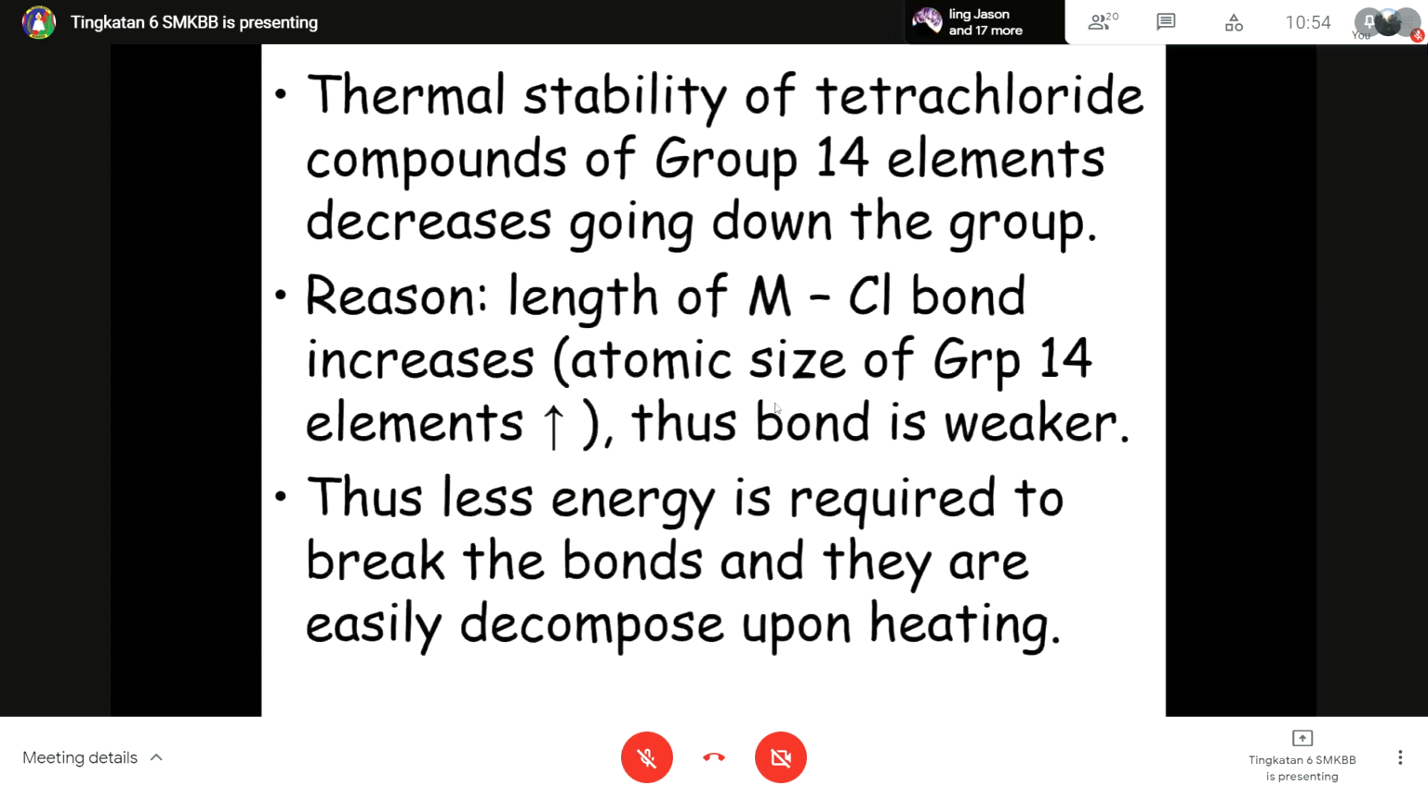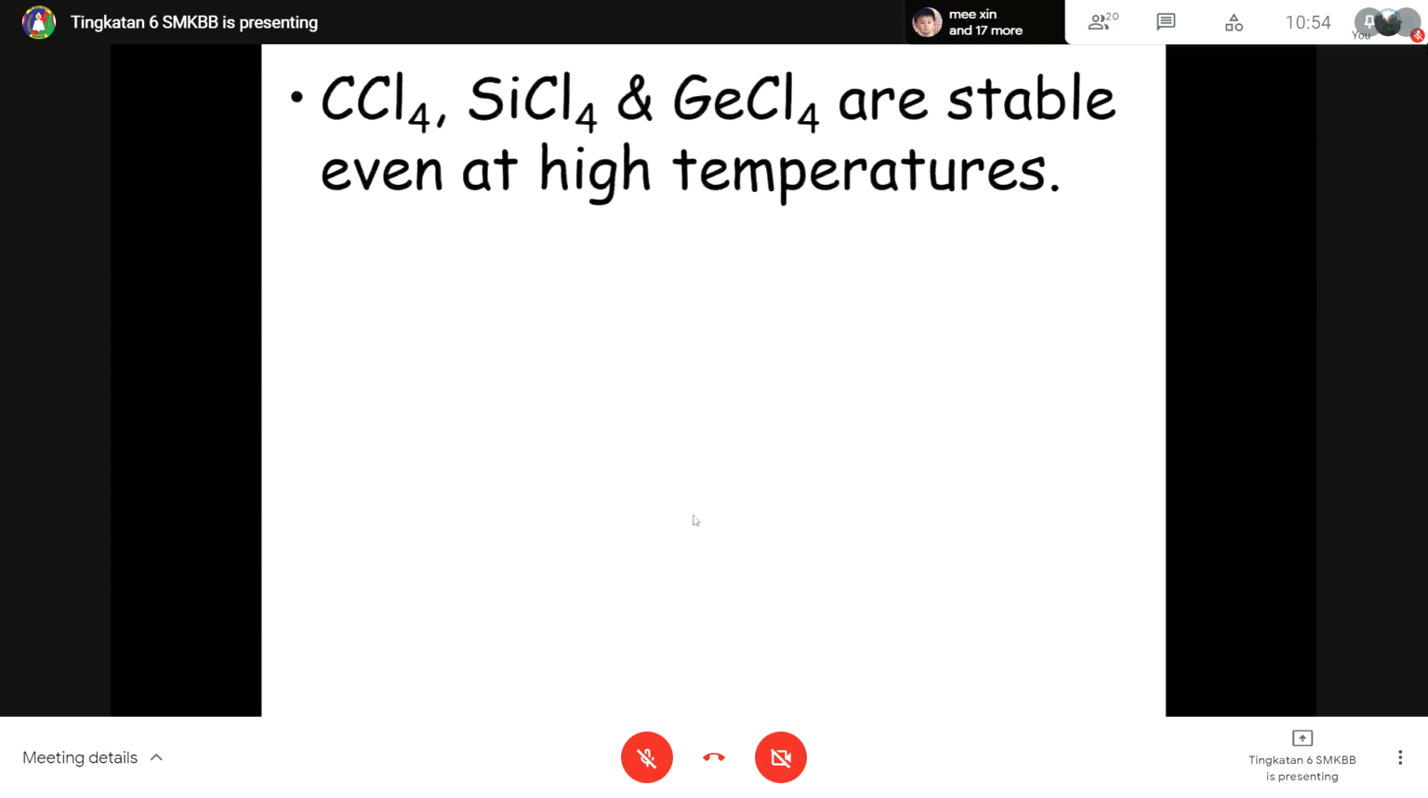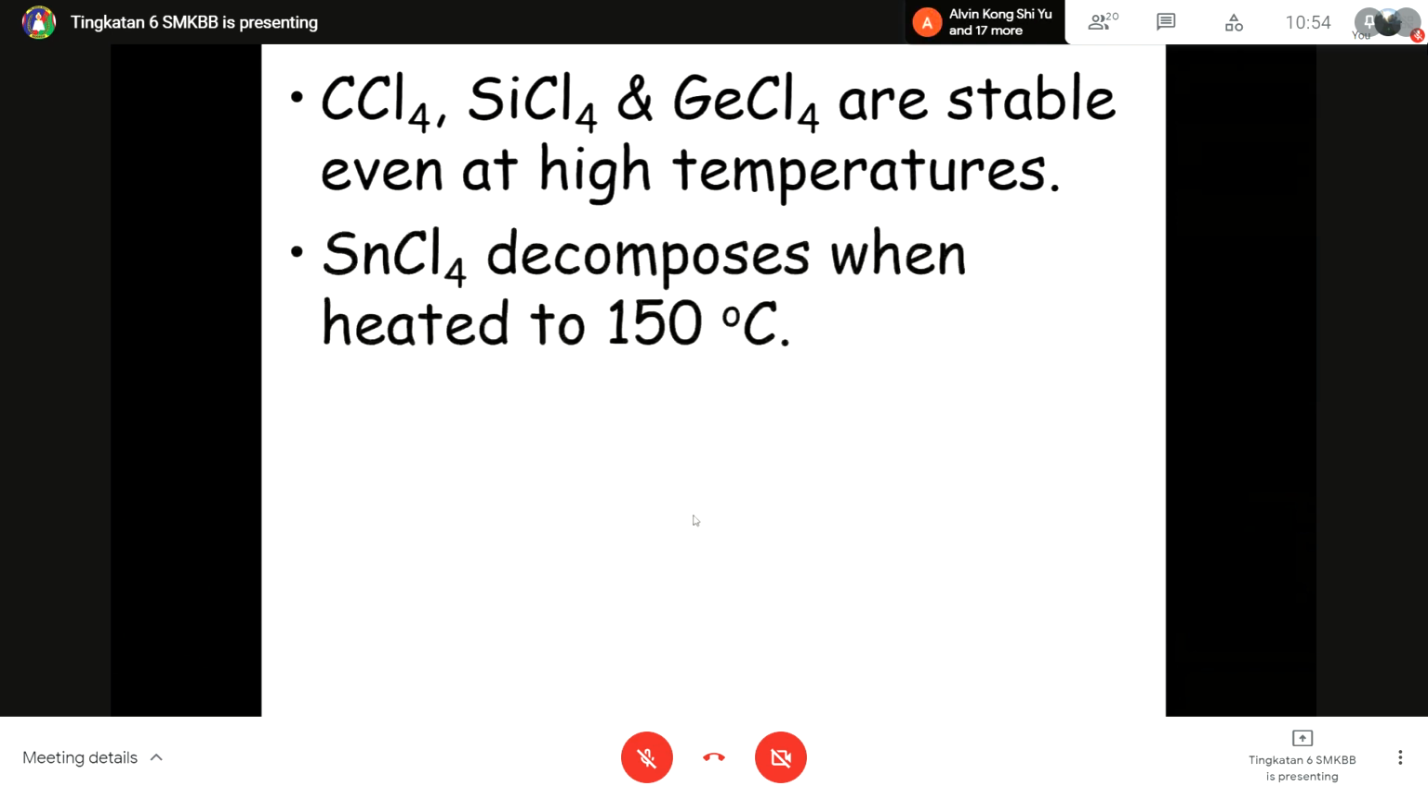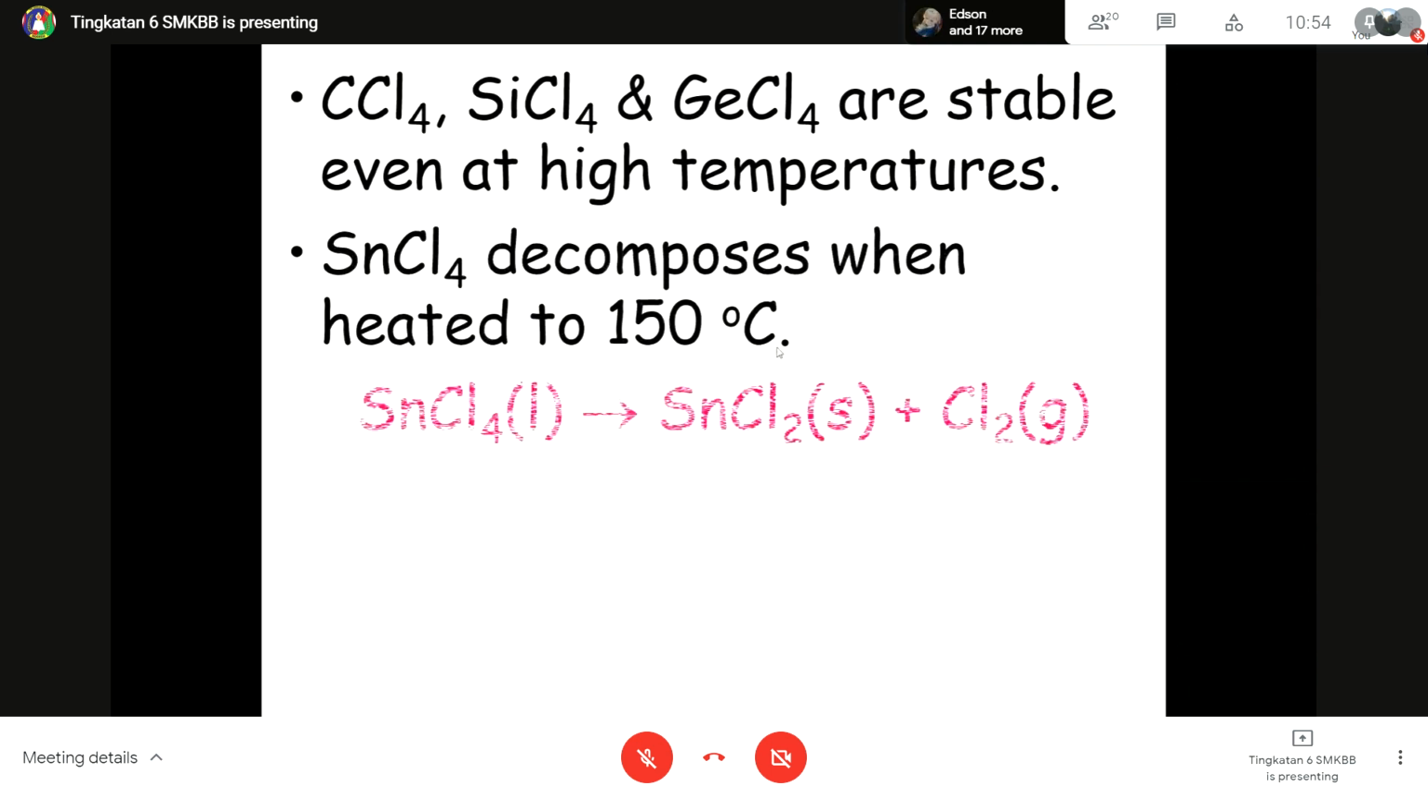Okay, so that means of course if you check now, the first three are very stable towards heat. That means you heat them strongly and nothing happens. Now tin tetrachloride: if you heat it strongly, it will decompose when heated to about 150 degrees Celsius. Of course, decompose means you're going to get tin(II) chloride.